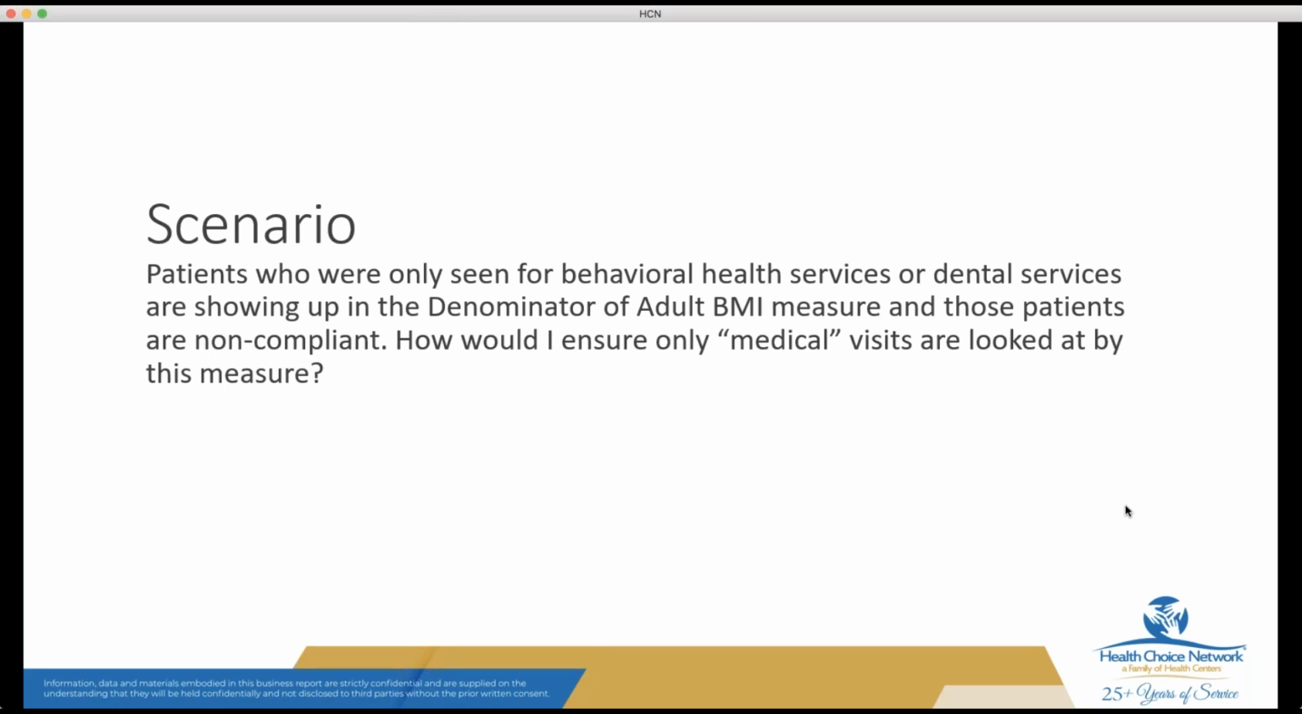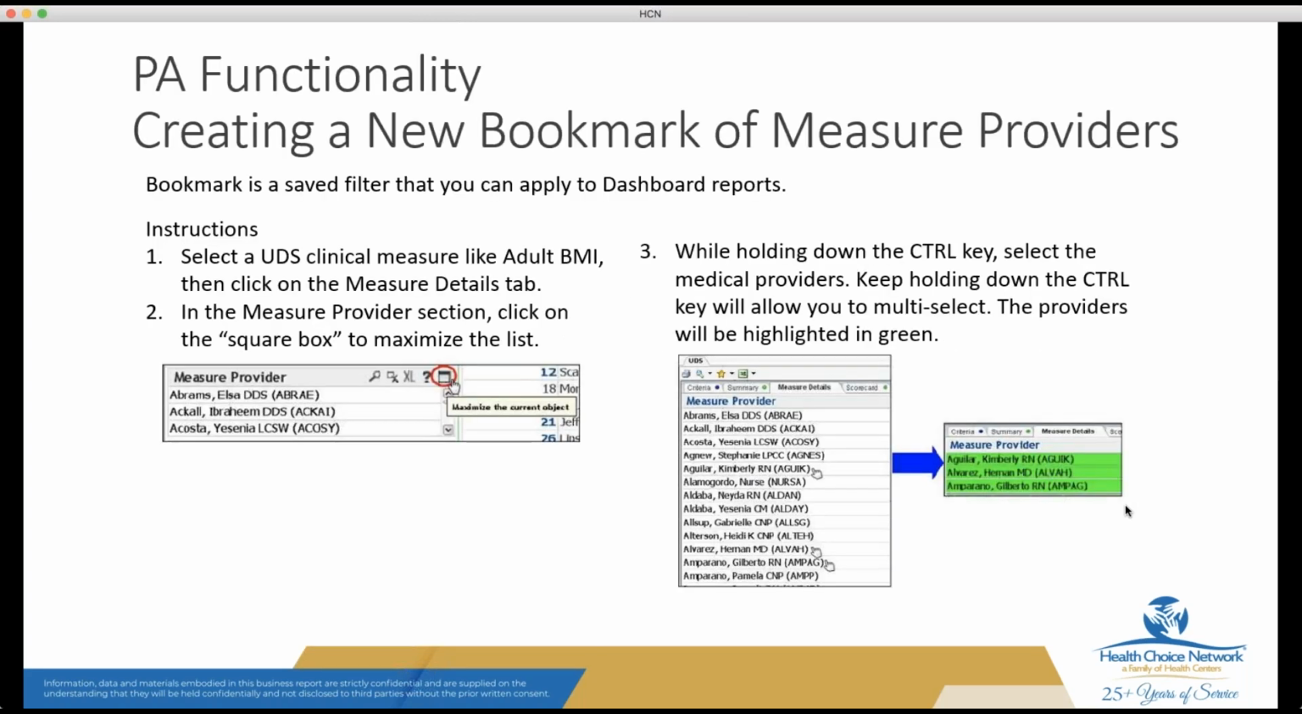Also, in PA, you have an ability to create bookmarks, and you could use this to create an inclusion list. The scenario that you would apply this for would be some of the measures are strictly looking at a medical visit, but in some cases you might have behavioral health and medical providers, and the services that they're doing could be reflected with the same qualifying procedure code. So in cases like this, you may have encounters that were rendered by a behavioral health provider in your qualifying visits.